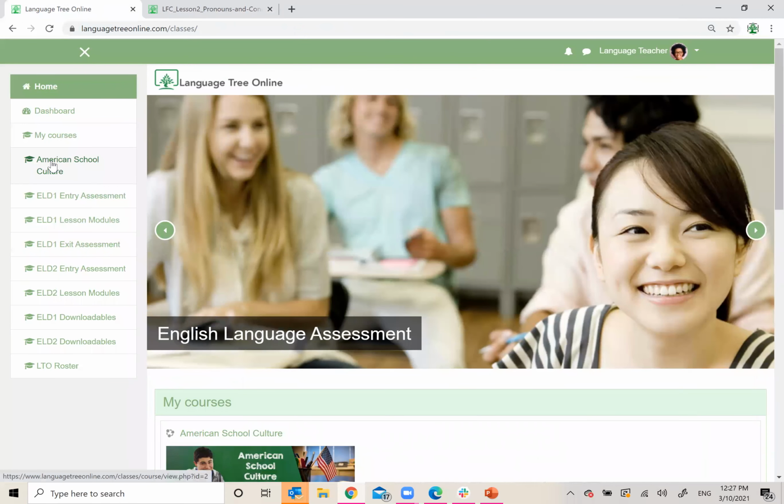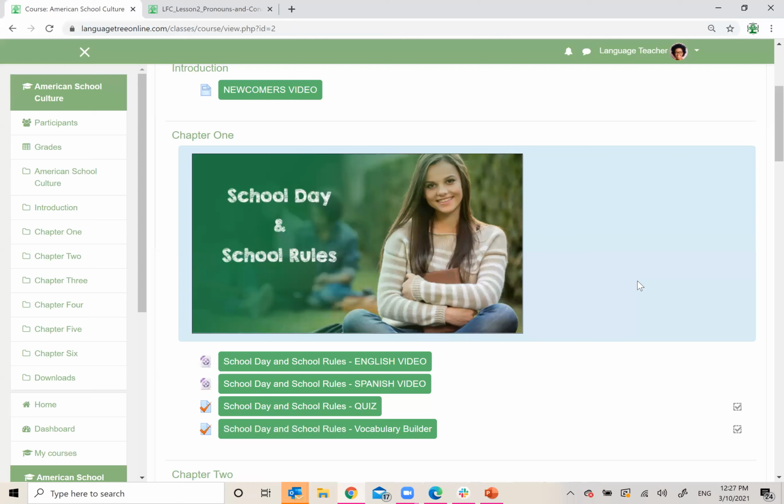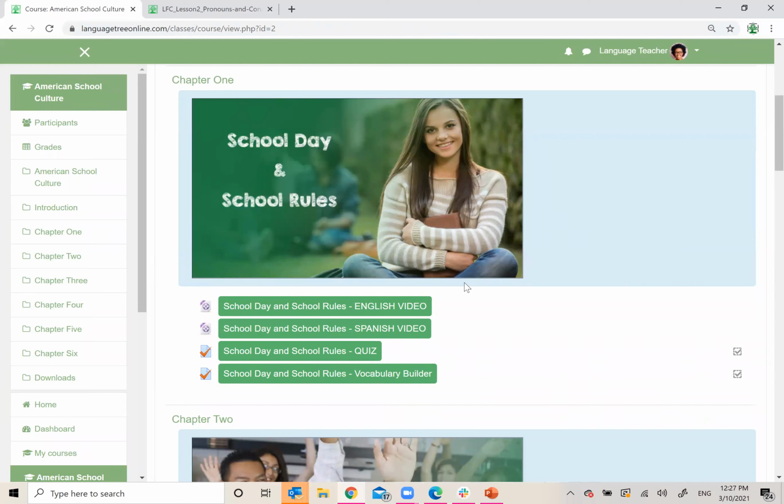And then the last, and we've got just a couple minutes left, but the last piece real quick is the American School Culture module. And again, just to reiterate, it's really designed for our newcomer students and primarily to help them gain functional vocabulary and help them become more comfortable in their new environment. So you can see the video, they can select either English or Spanish. Then there's the interactive piece. And then we have what we call Vocabulary Builder, which also has video input and interactive exercises.